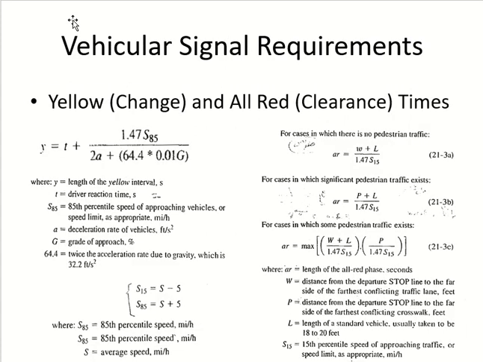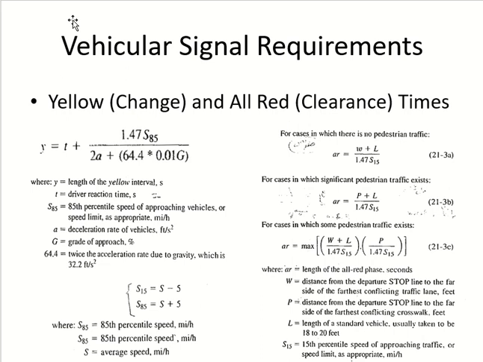So as I said, we will start with the calculation of the timing. The first thing we will calculate is yellow and all red. Yellow is also called change and all red is called clearance. You see the equation of yellow over there and the all red equations are over here. The yellow is on the left hand side. We have T here, which means the reaction time.